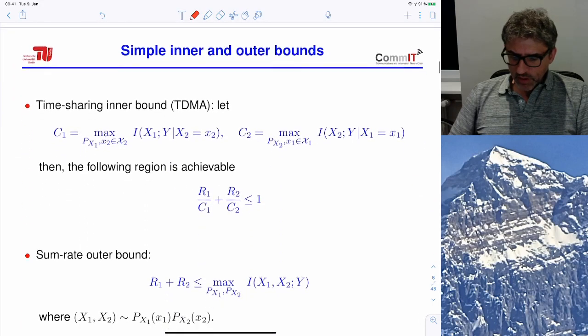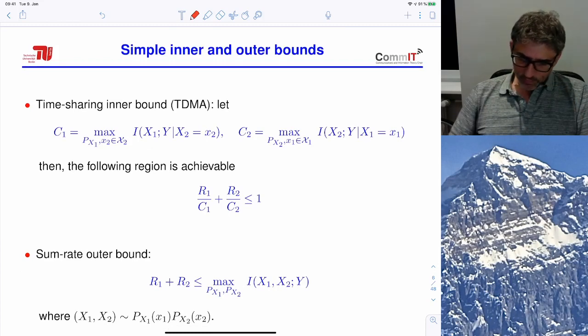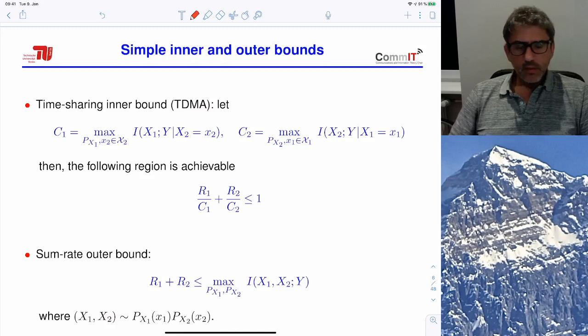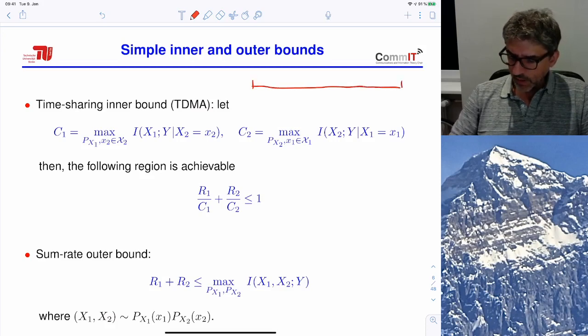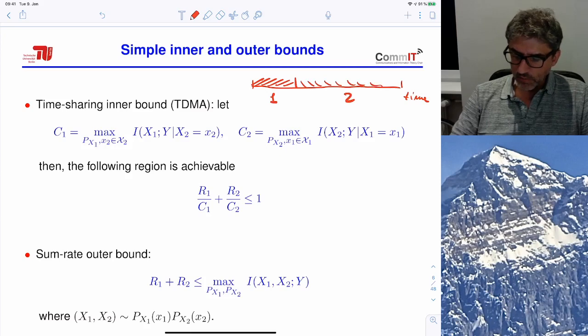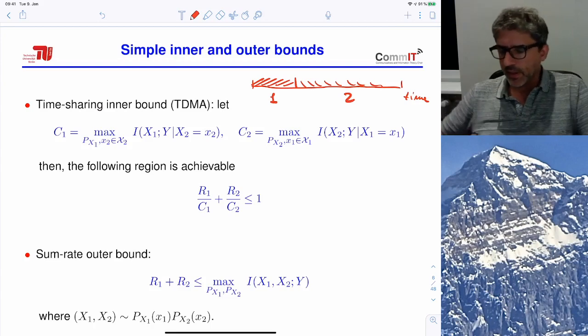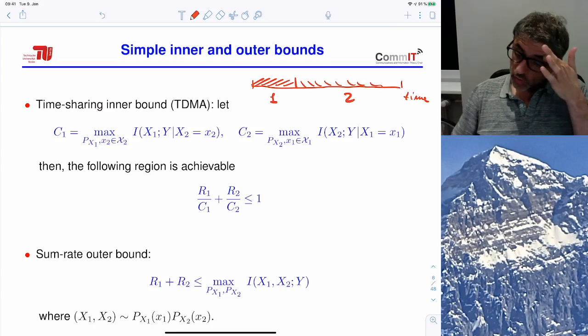So let's start with the simple inner and outer bounds to the capacity region. Well, first of all, the simple inner bound is time sharing. In time sharing, basically we divide the time into slots, right? This is time. And we allocate one slot to user 1 and one slot to user 2, according to some fraction of time. So it's some duty cycle. It need not be 50% or 50%. You can dedicate a fraction lambda to user 1 and 1 minus lambda to user 2.